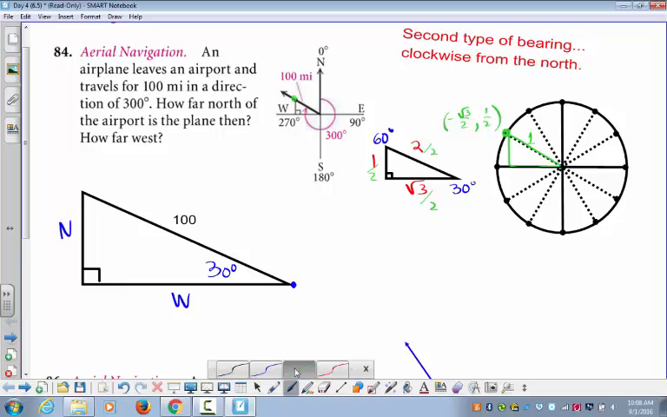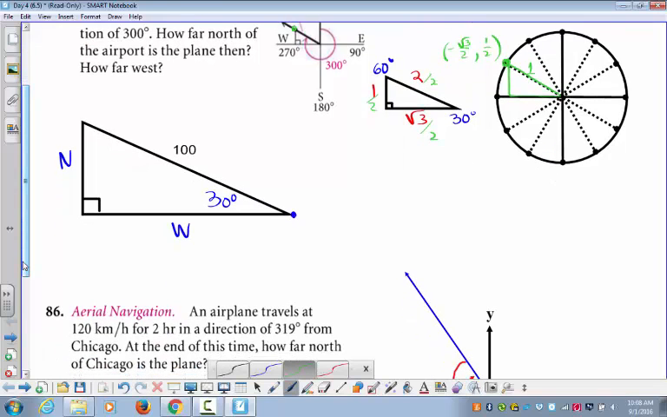Because what we need to figure out n and w, we need to know the trig function values of 30. Right? So if we want to solve for n and we look at this triangle, we're going to say sine of 30 is n divided by 100. So n is 100 sine 30.